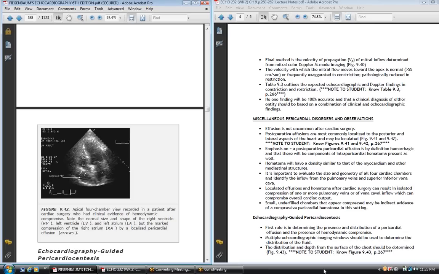Echo-guided pericardiocentesis. First role is in determining the presence and distribution of a pericardial effusion and the presence of hemodynamic compromise. Multiple echo imaging windows should be used to determine the distribution of the fluid. The distribution in depth from the surface of the chest should be determined. Let's go look at 943.